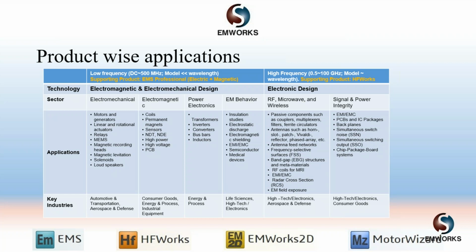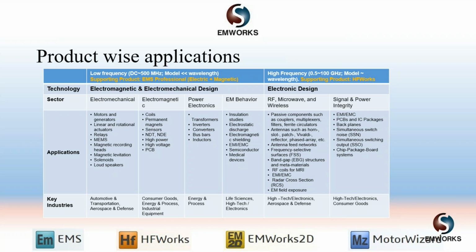This is a comprehensive slide that talks about all possible applications using EMS. EMS is used to do electromechanical, power electronics type of problems where one can study motors, generators, actuators, solenoids, magnetic levitation, coils, transformers, bus bars, insulators, etc. All of these are low frequency, DC to a few hundred megahertz, type of applications that one can study using the EMS product. By the way, EMS was the product that I showed you today.